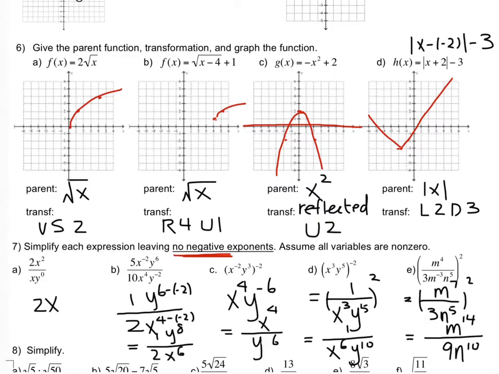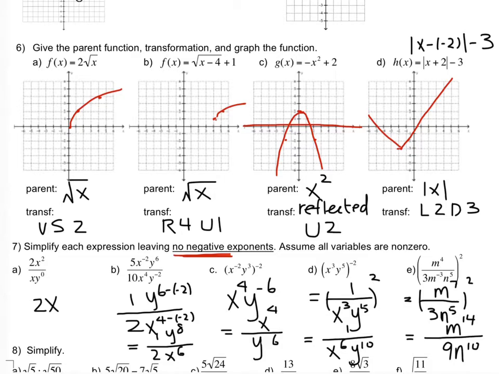Letter D, x to the 3rd power, y to the 5th power, raised to a negative 2 power. So first thing, I take care of the negative by flipping everything down to denominators. 1 over x to the 3rd power, y to the 5th power. Then I distribute the 2 to both of the variables. So 3 times 2, that makes x raised to the 6th power. 5 times 2, that makes y raised to the 10th power.